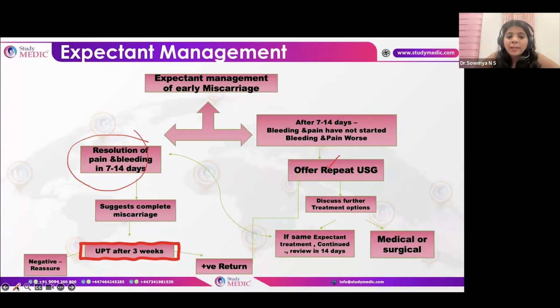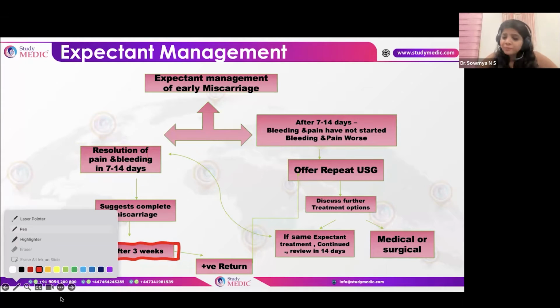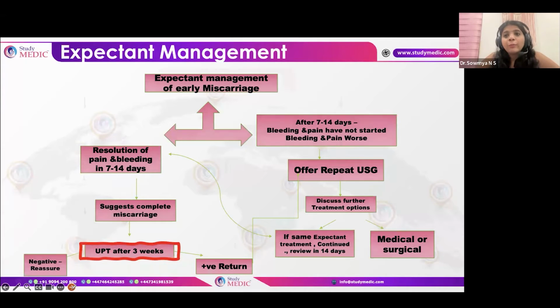So remember, expectant management, 1 to 2 weeks you can wait. If it doesn't happen, you can go for the next set of management.